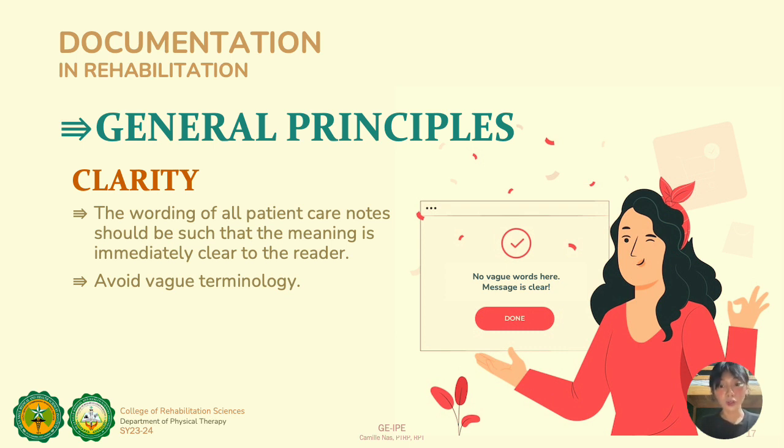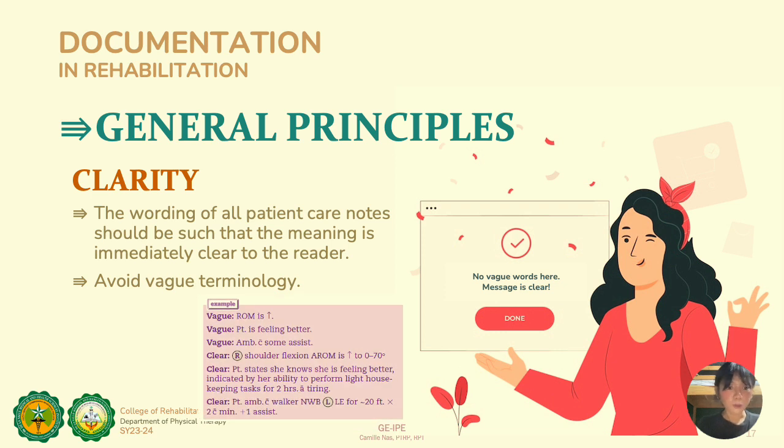Avoid vague terminology. Okay, and flamboyant words. We don't need that. Hindi naman tayo nagsusulat para maggawa ng essay or poems. So it's okay to use simple words when documenting for patients, no, for medical purposes. So this is an example.